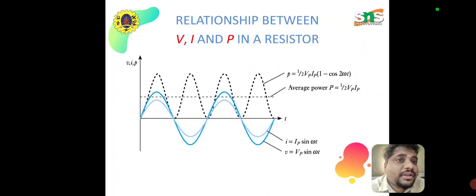The relationship between V, I and P in a resistance: this is a simple sine wave. It has the peak value, that is P equal to 1 by T integral of Vp Ip times (1 minus cos 2 omega t), where Vp is the peak voltage and Ip is the peak current. Likewise, we have the RMS value, that is the average power, P equal to 1 by 2 Vp Ip.